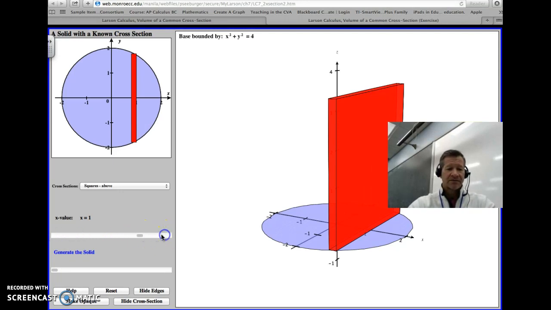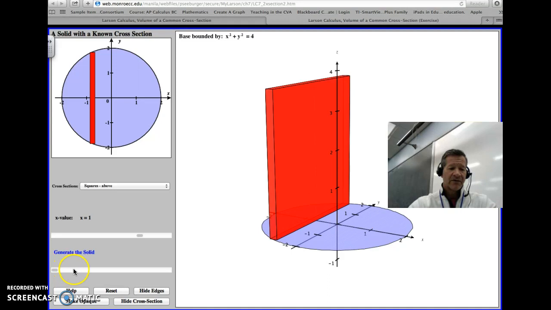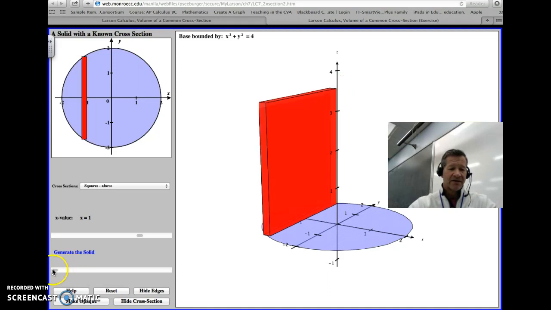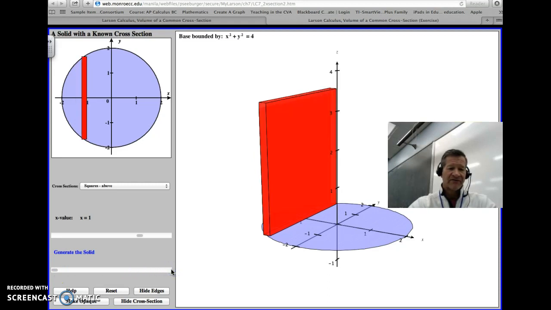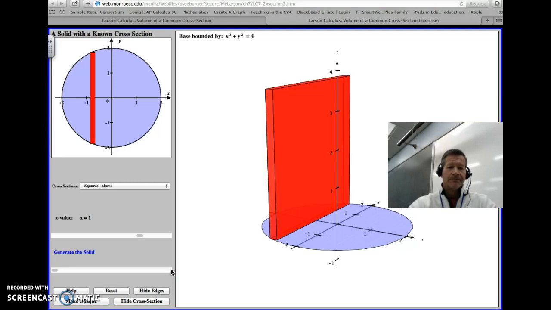I'm a nice person. Why doesn't this work? So it just won't work. But anyway, there it goes. If I want to generate the solid, again, I can drag this across and it will form the entire solid. So you see it's reluctantly and slowly moving for me.